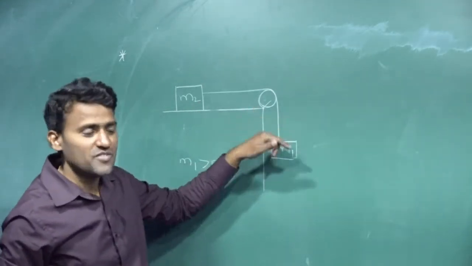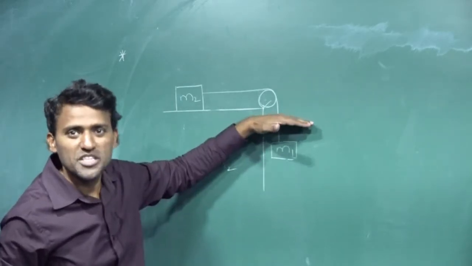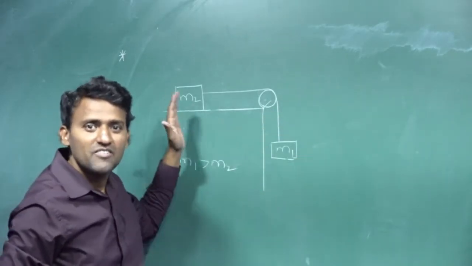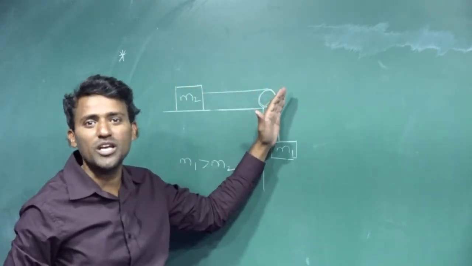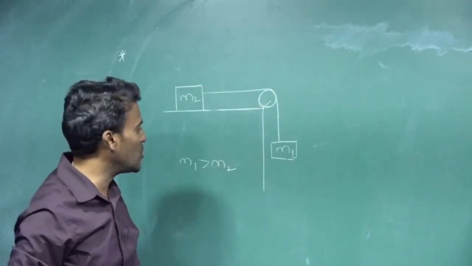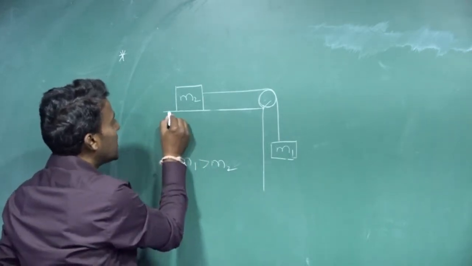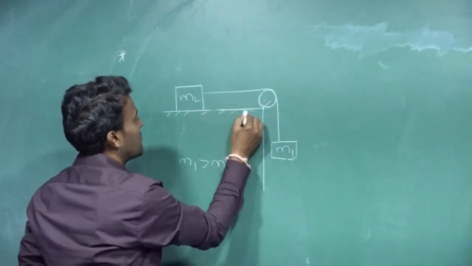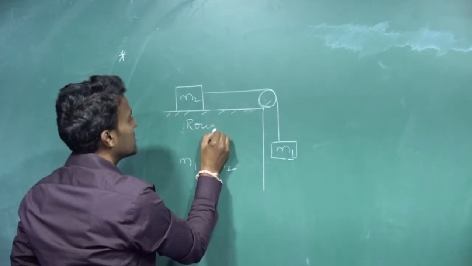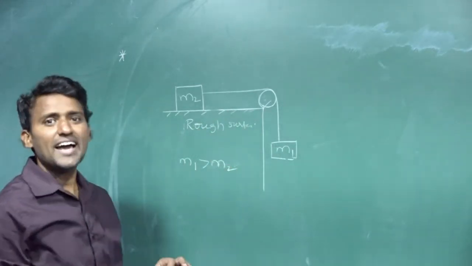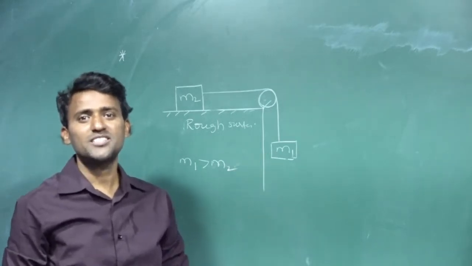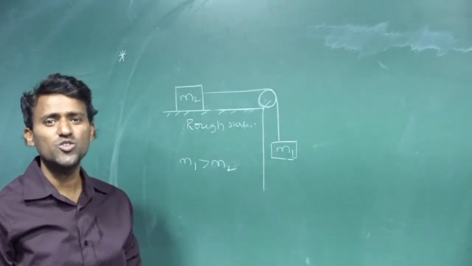Now the weight of the object is more, which means the object will move in the downward direction. When it is moving downward, the other object is moving towards the pulley. Okay, fine. And we are taking this as a rough surface, isn't it? Now what is the acceleration of the blocks? We are going to calculate.